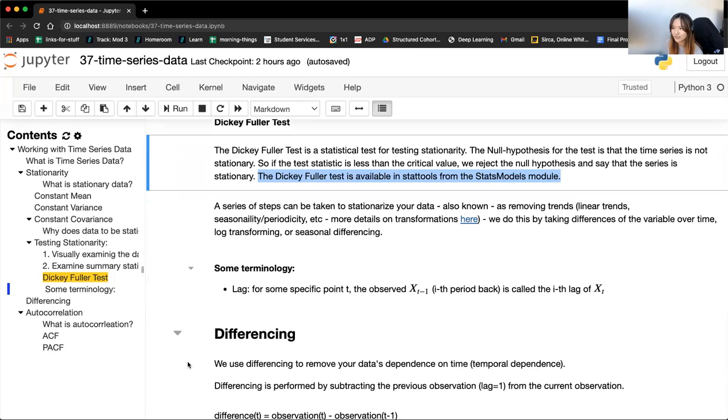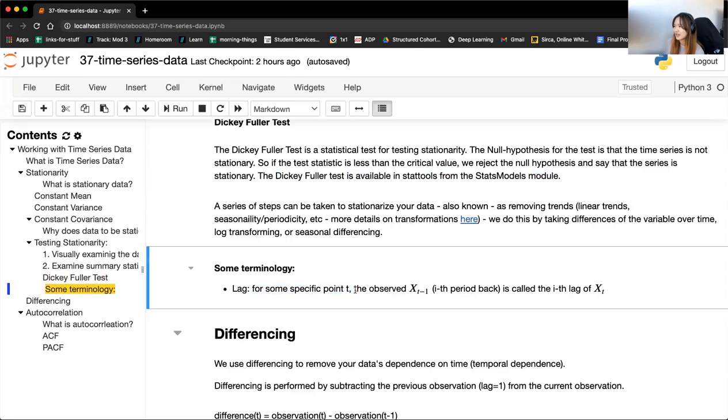So before we get into differencing, which is one of the most important things for getting rid of overall trends, we have to talk about lag. So lag, if it's not apparent: for some specific point t, the observed t minus 1 data point is called the first lag of x. So the 1 period lag of today is yesterday. The 3 period lag of today is 3 days ago. Anything to clarify about that?